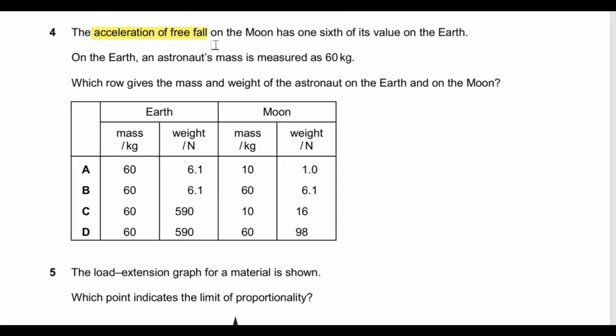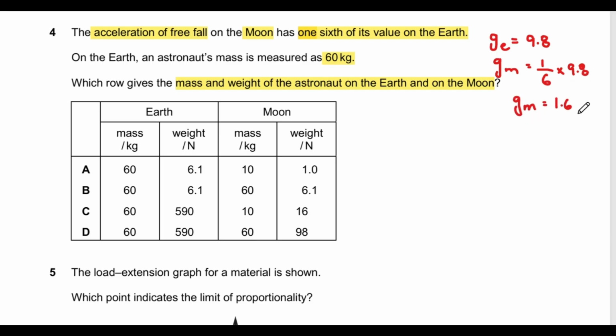Question number 4 says the acceleration of free fall on the moon is 1/6 of its value on Earth. On Earth, the astronaut's mass is measured to be 60 kg. Which row shows the mass and weight of the astronaut on Earth and on the moon? The value of g, or acceleration of a free falling object, on Earth is 9.8, and on the moon this value is 1/6 of its value on Earth. That means it would be nearly 1.63.